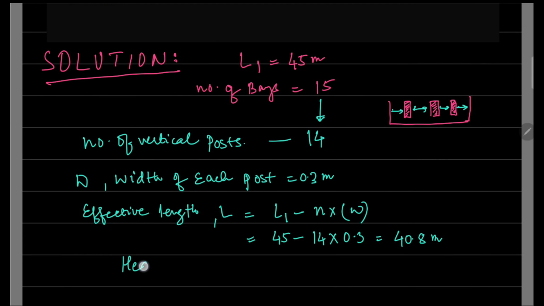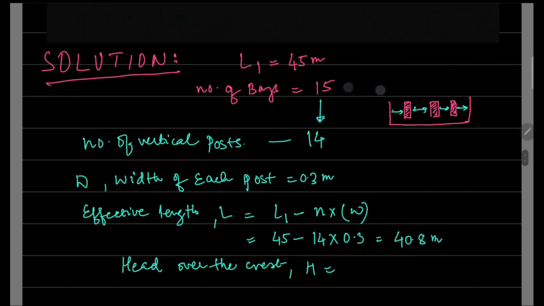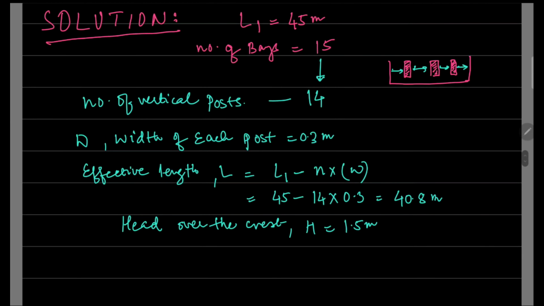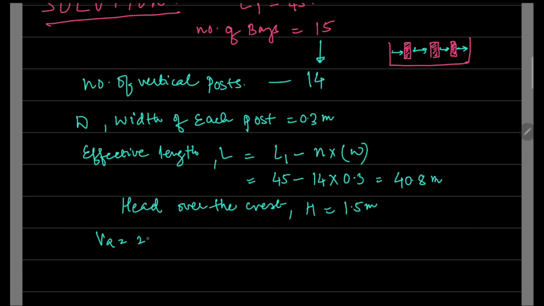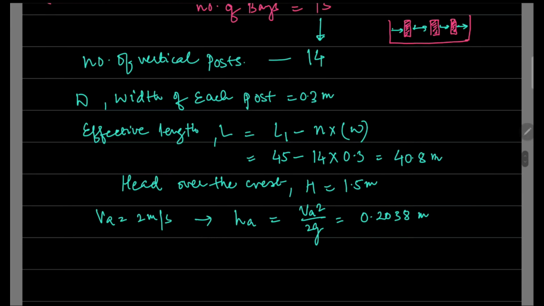Now the head over the crest is already given. That is our h, and the value is 1.5 meter. The velocity of approach is also given to us, that is 2 meter per second. So VA is 2 meter per second. Having all these values, we can determine the HA. So HA is equal to VA square divided by 2G. So this value comes out to be 0.2038 meter.